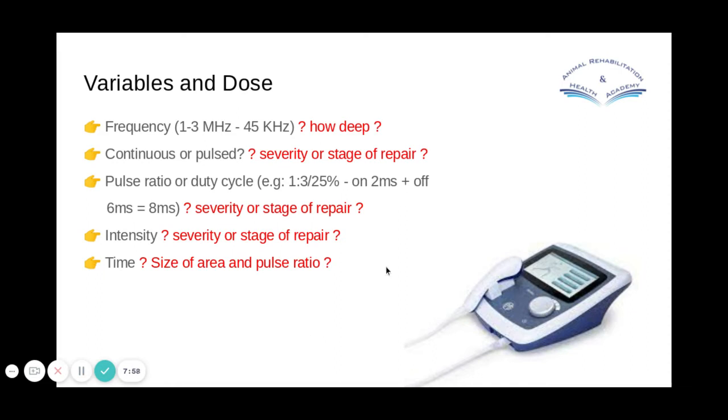I won't bore you too much about how this works, but just really briefly, for example, some manufacturers show a pulse ratio and some show it as a duty cycle. So a pulse ratio of 1 to 3 would be the same as a 25% duty cycle. What that means is out of 8 milliseconds, the pulse would normally be on for 2 milliseconds. So if it's on for 2 and it's off for 3 times that, it would be 2 plus 6, which is 8 milliseconds. In the same way, that can be shown as 25% on and 75% off.